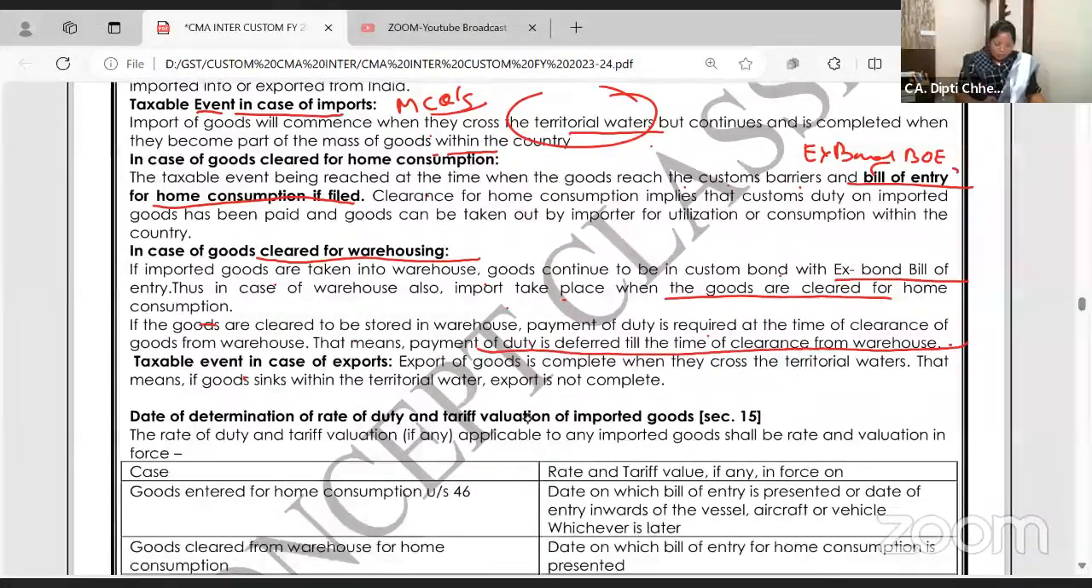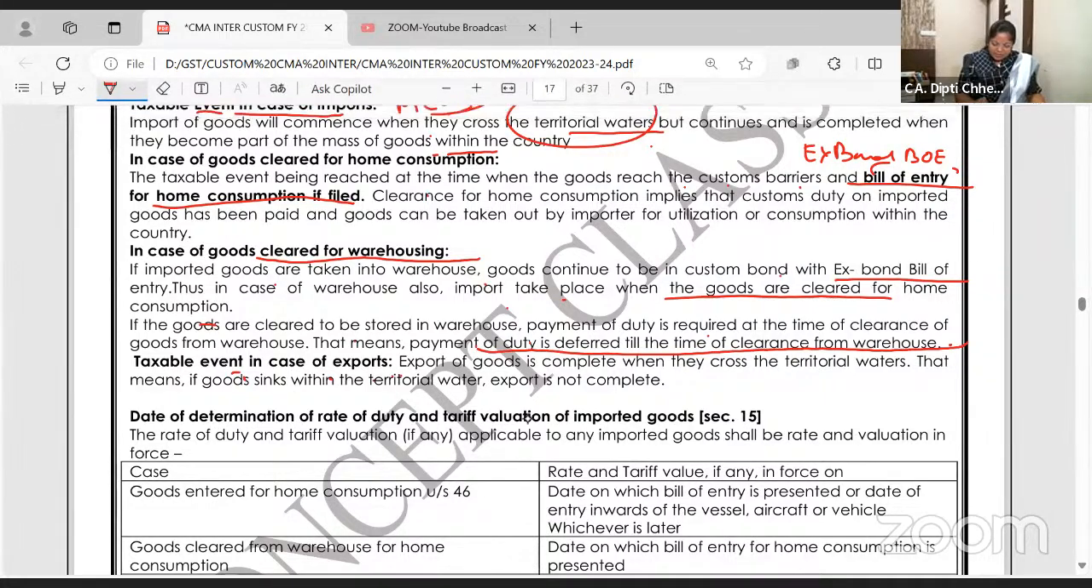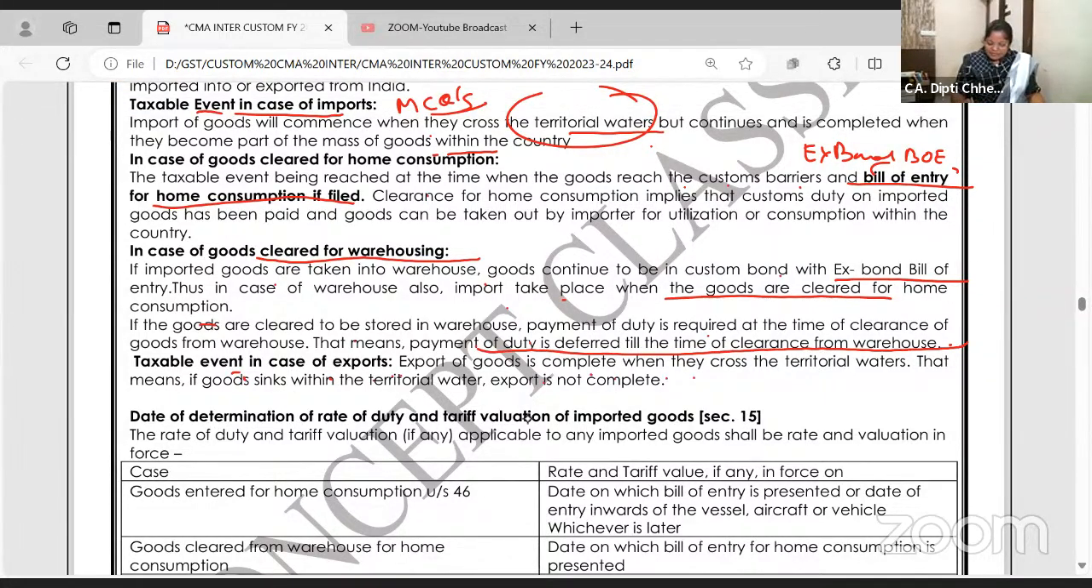Okay. Now, what's the taxable event in case of export? Export of goods is completed when they cross the territorial waters. If this is India, 12 nautical miles के बाहर चले गए goods, export is completed. That means if the goods sink in the territorial waters, export will not be completed. Just 3 nautical miles from the sea, the goods have been sent and they are destroyed by cyclone or anything. Then what do we say, dear students? Will you charge the export duty? Answer is no.